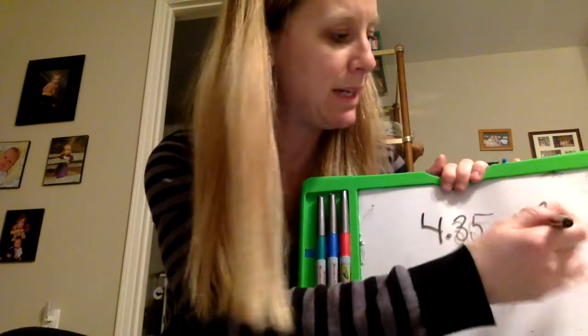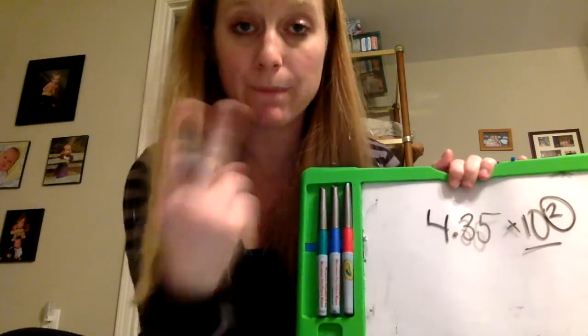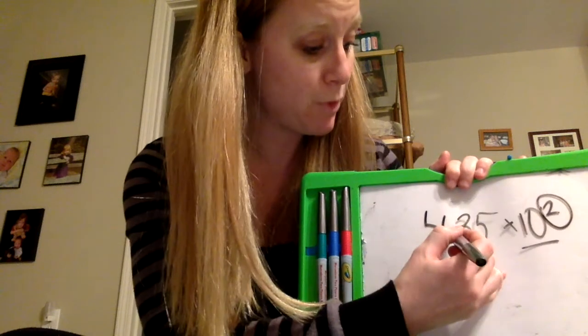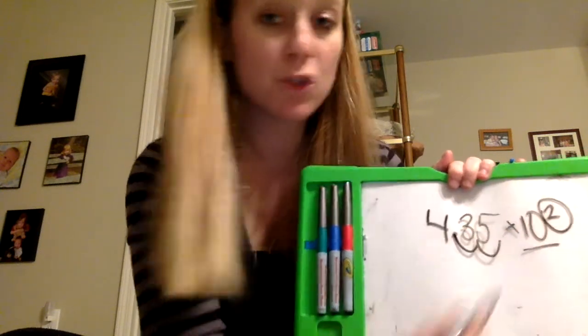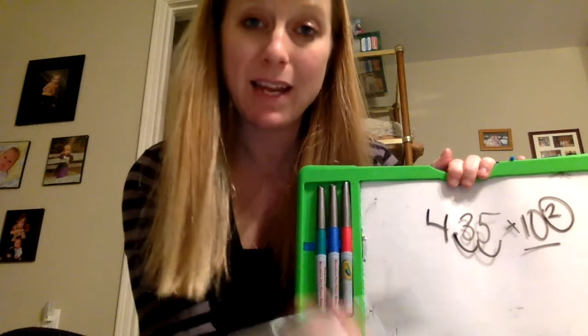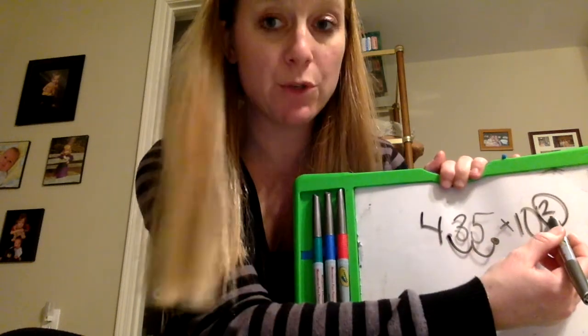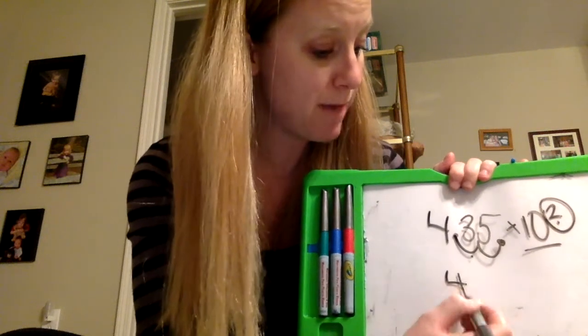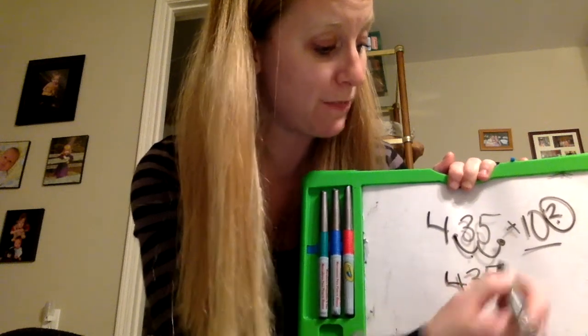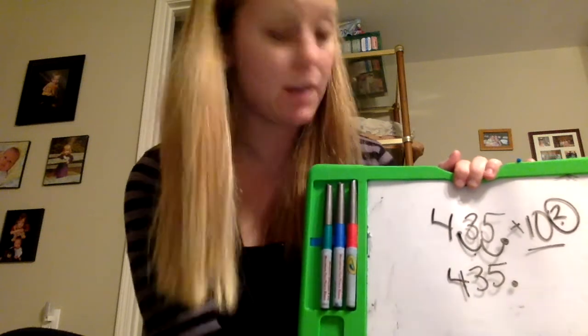Okay, how many times am I going to move on the place value chart? Twice. I'm going to move my decimal to the right 2 times because I'm making a larger number. So guess what? Exponent of 2, 2 swoopies. My new number is 435.